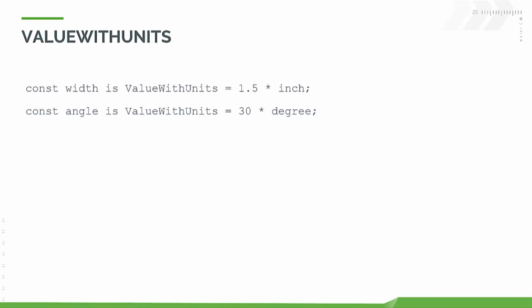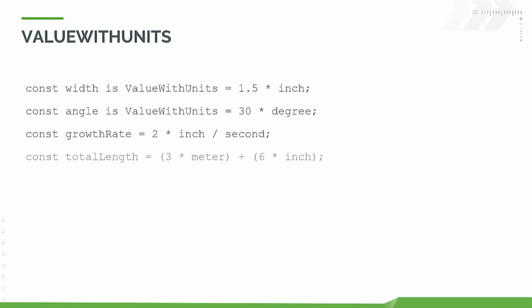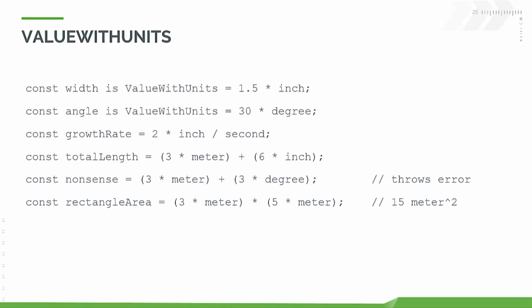To add units to a number value, multiply as appropriate by the unit. There is a full list of available units in the standard library documentation. Compound units such as inches per second are also valid and defined with the appropriate mathematical operators. You can add two values with different length units, such as meters and inches. Adding incompatible units is invalid and throws an error. Multiplication and division affect both the value and the unit. For example, if you multiply two values with length units, the result is a value with area units.